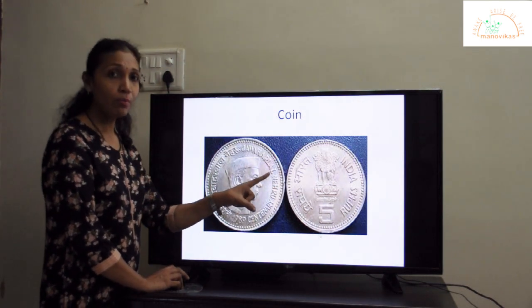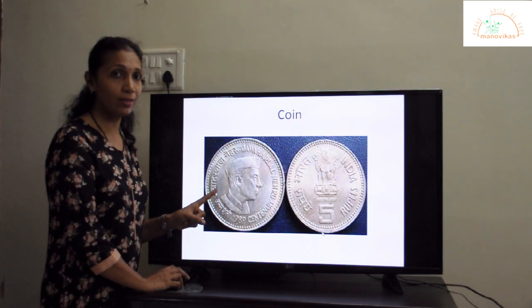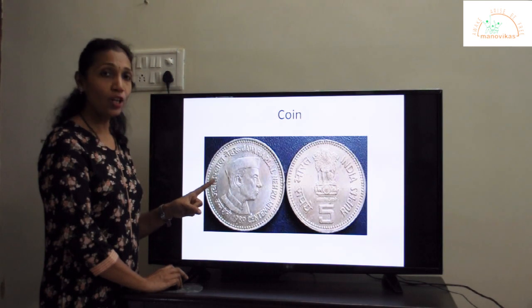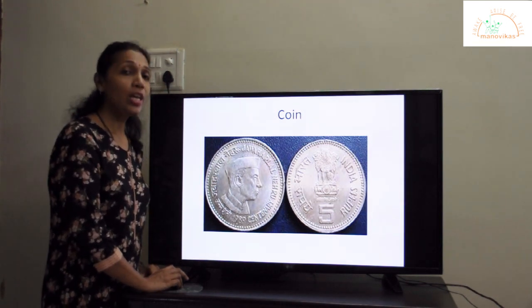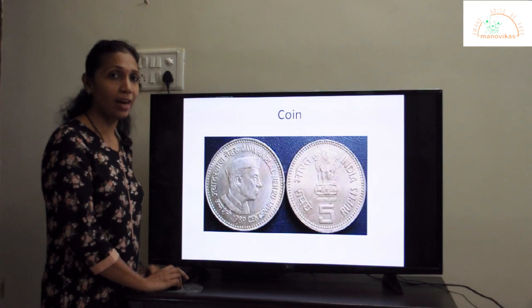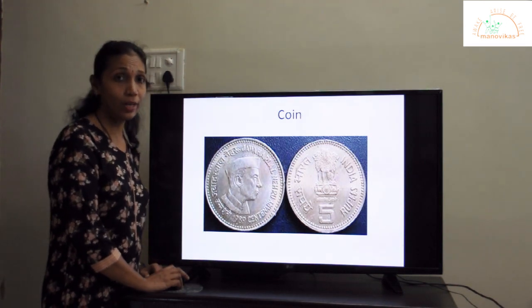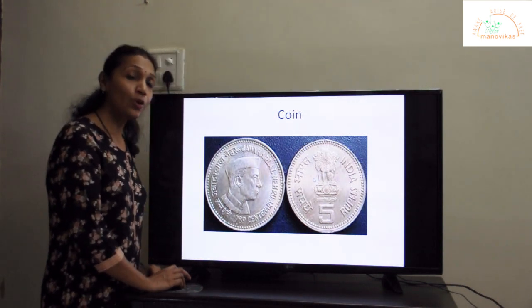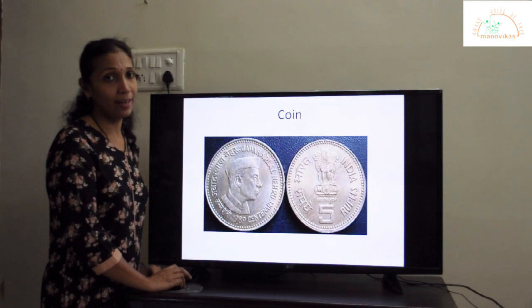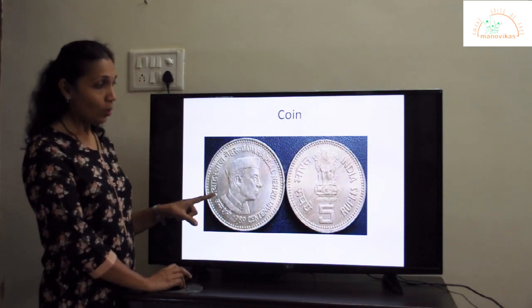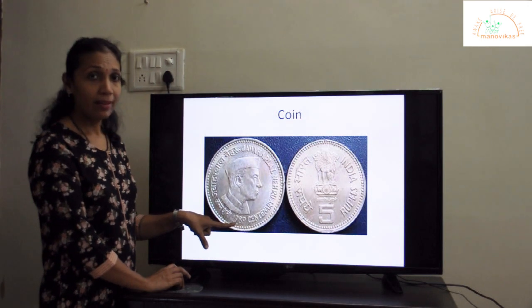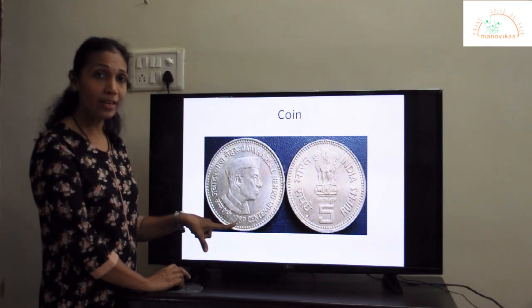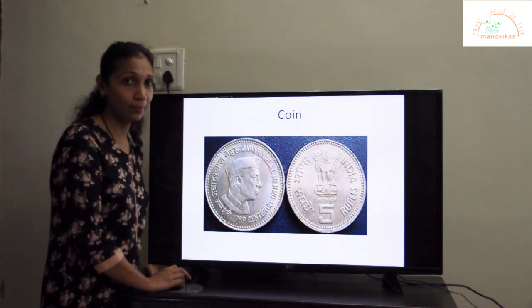Through pictures, we come to know whose pictures are printed on this coin. In the first picture, we see the picture of Pandit Jawaharlal Nehru. He was the first Prime Minister of India. On the reverse side of the coin, we get to see the national emblem of India, that is Ashoka's lion capital of Sarnath. We also come to know through the year in which this coin was minted. So this coin was minted in 1989.